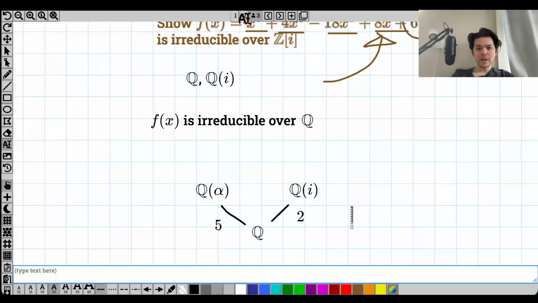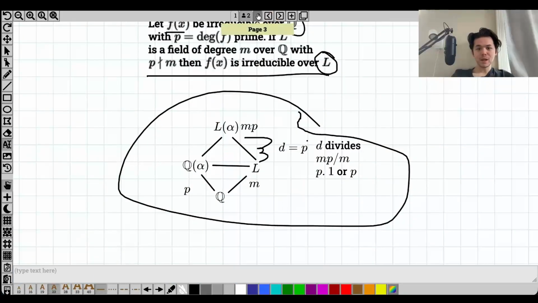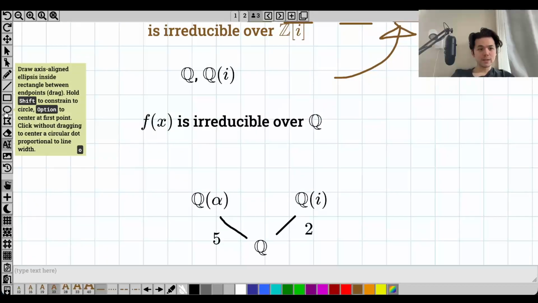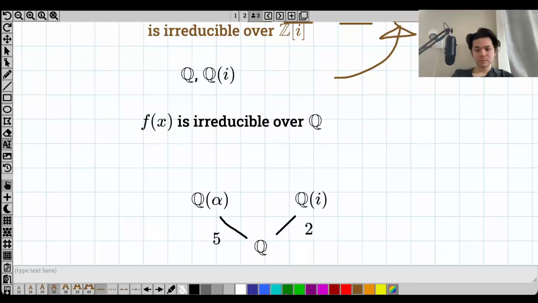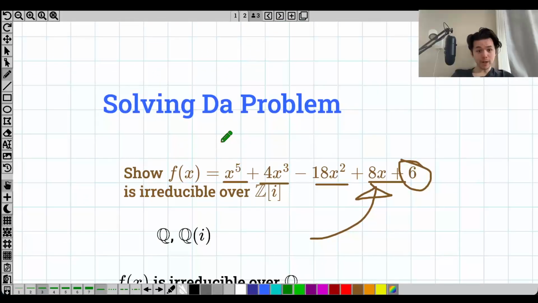And so already by our lemma, which you could prove within a qual exam, this lemma tells you that f is irreducible over Q of i. And if f is irreducible over Q of i, because it's monic, it's irreducible over Z of i. And that's it. The problem's done.